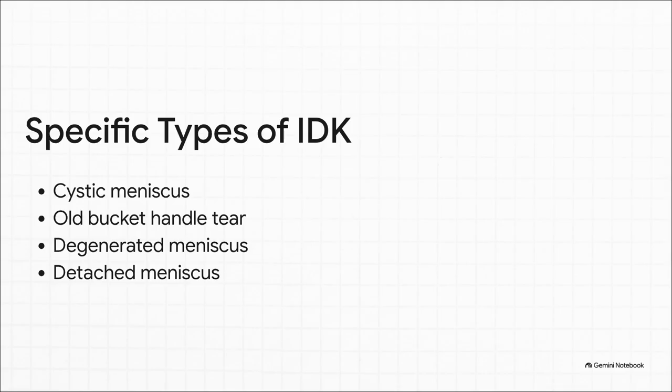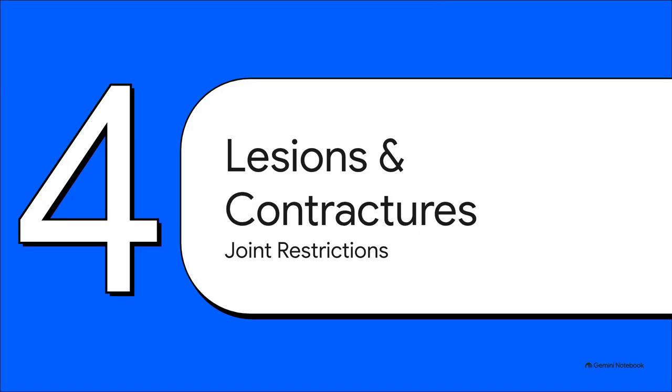But to utilize the M23 category accurately, you can't just stop at IDK and call it a day. You have to dig into that operative report for specific details. Are you looking at a cystic meniscus? What about an old bucket handle tear or a degenerated and detached meniscus? The precision of your M23.000 through M23.369 code relies entirely on identifying exactly which piece of internal cartilage or tissue has failed. Next up, Section 4, Joint Lesions and Contractures.